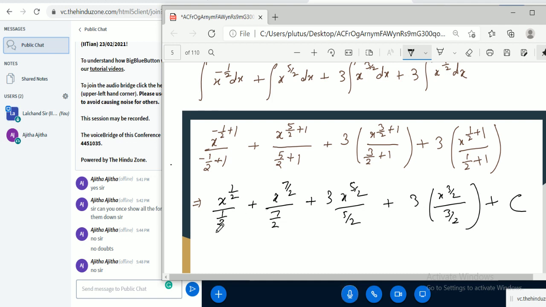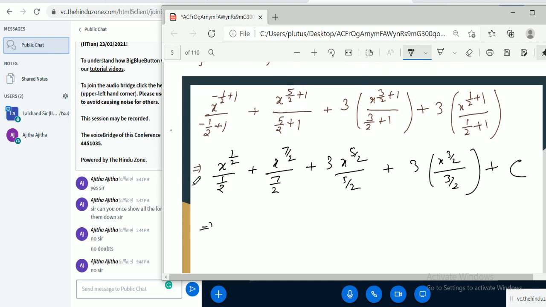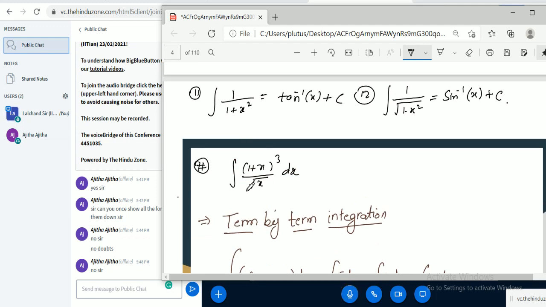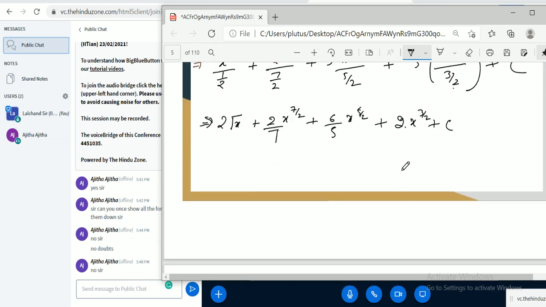We can also simplify this by writing 2 into root x, then 2 by 7 x to the power 7 by 2, and this will be 6 by 5 x to the power 5 by 2, plus, this 3 gets cancelled, 2 into x to the power 3 by 2 plus c, isn't it? Can we write it like this? This is our final integral of that expression. Okay, so are you comfortable with this kind of question?